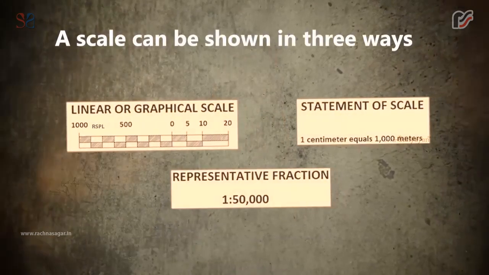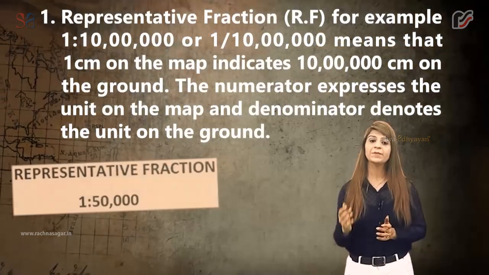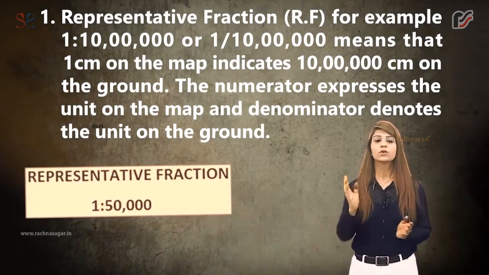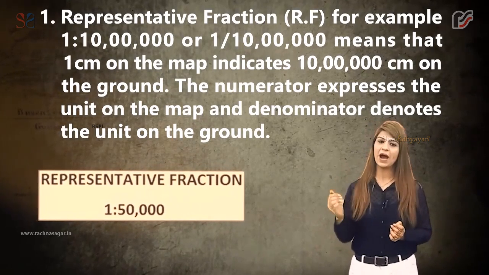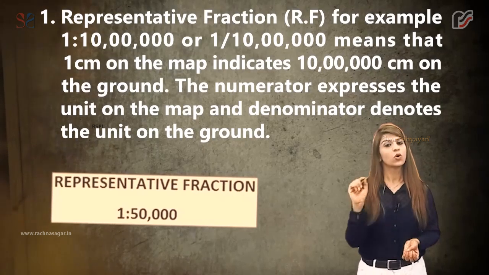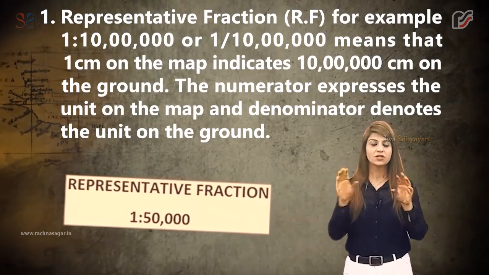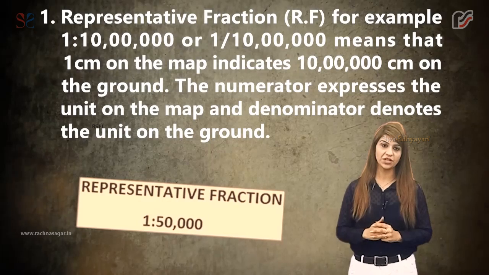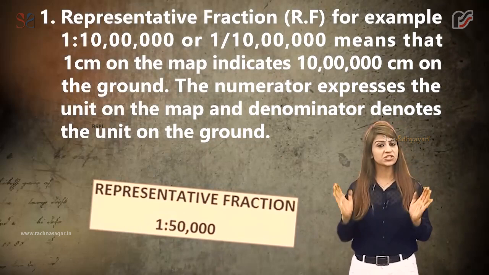A scale can be shown in three ways. Number one, representative fraction, RF. For example, 1 is to 10 lakh, or 1 by 10 lakh, means that 1 centimeter on the map indicates 10 lakh centimeter on the ground. The numerator expresses the unit on the map and the denominator denotes the unit on the ground.